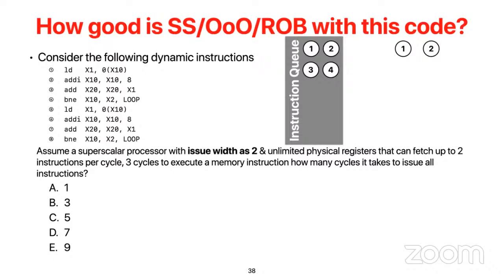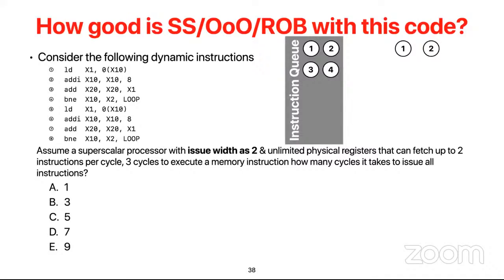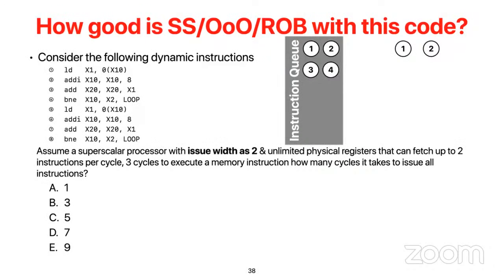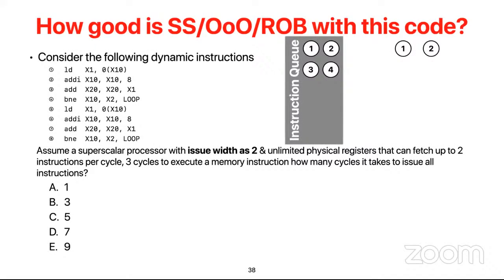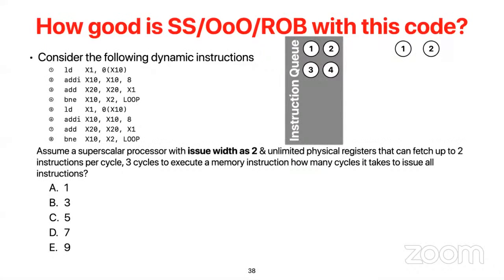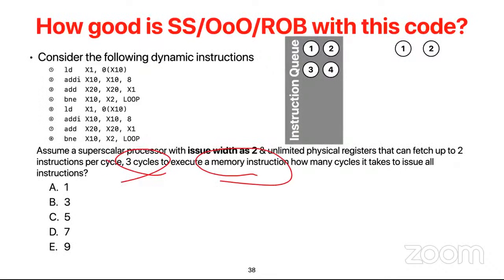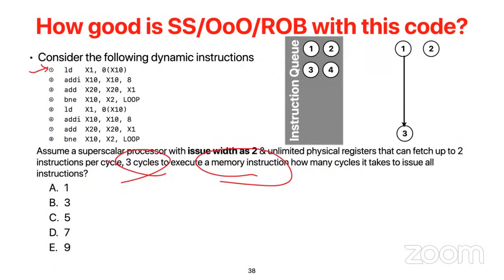No. Well, 3 depends on 1. And how many cycles to get the result from 1? 1 cycle, if there's branch forward. Instruction 1 is a load instruction, so how many cycles to get it? Well, it will take 3 cycles, right? As we mentioned here, it's a memory instruction, so it would take 3 cycles, this long, right?